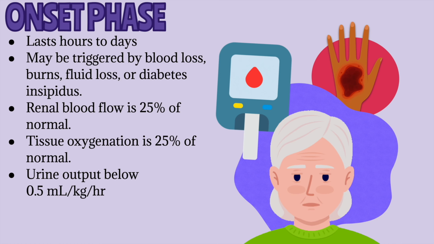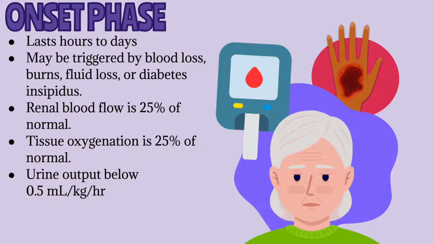What happens here is that the renal blood flow drops to only 25% of what is normal, meaning that the kidneys aren't getting enough blood to function properly. In addition to renal blood flow decreasing, oxygenation to the kidneys decreases as well to only 25% of normal, leaving the kidneys struggling to do their job.